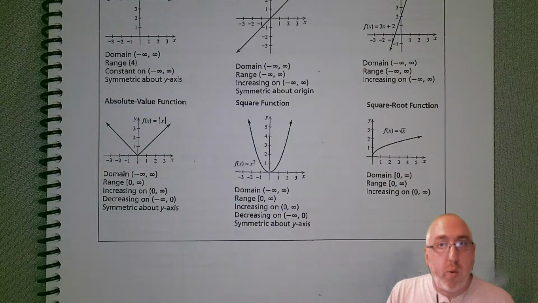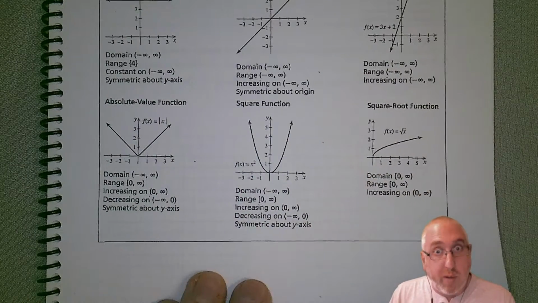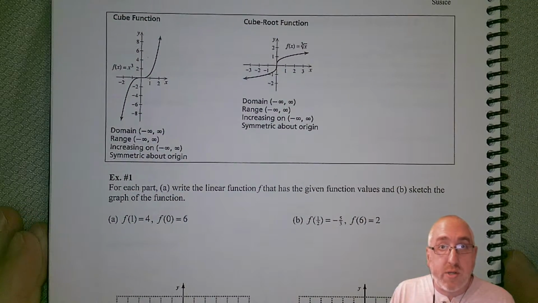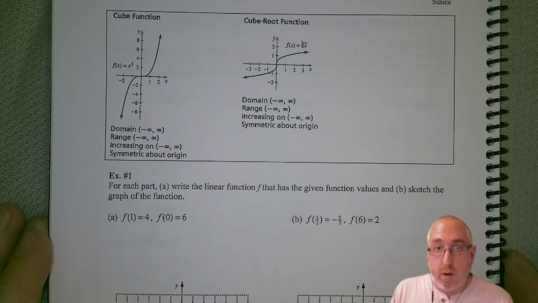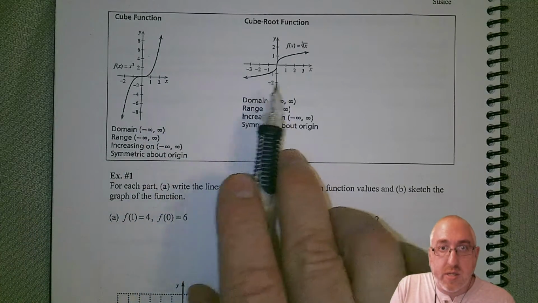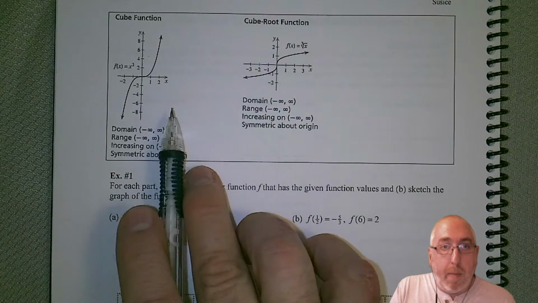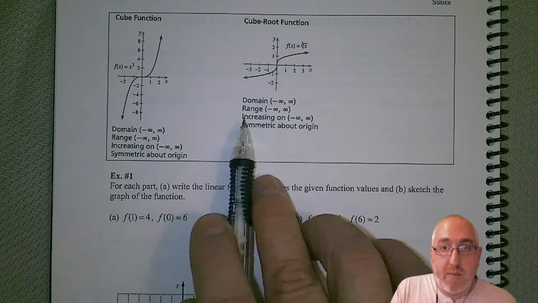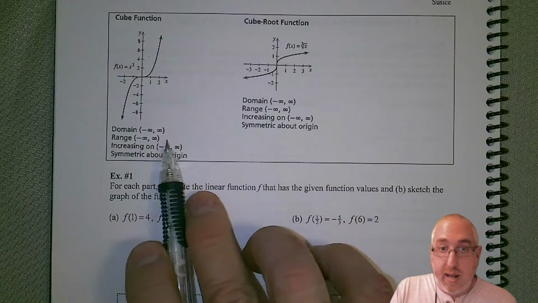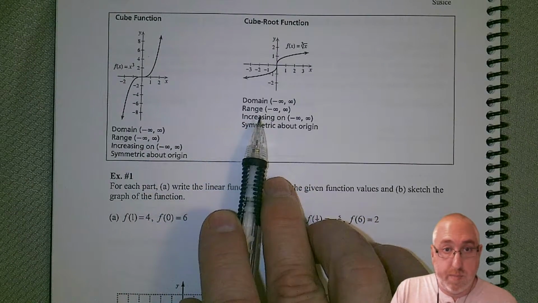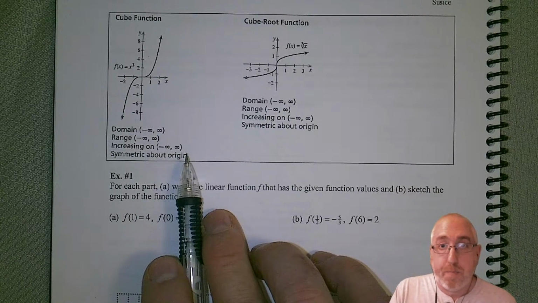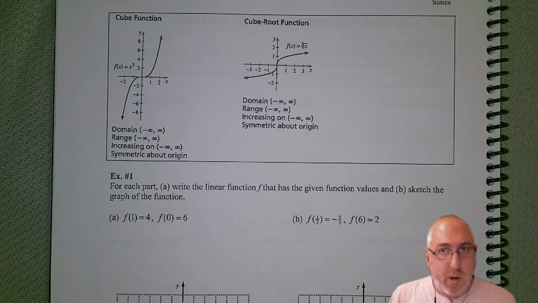So again, you do want to try to memorize these. We still have a couple more on the next page, though, so let's take a look at those last two. We have our cubing function and our cube root function. Both of these are very similar in how they look, and they have some similarities between their domain and range. They both have all real numbers for both of those, increasing throughout on both of those, and they both have symmetry about the origin. So again, these are all ones that you just want to try to commit to memory.